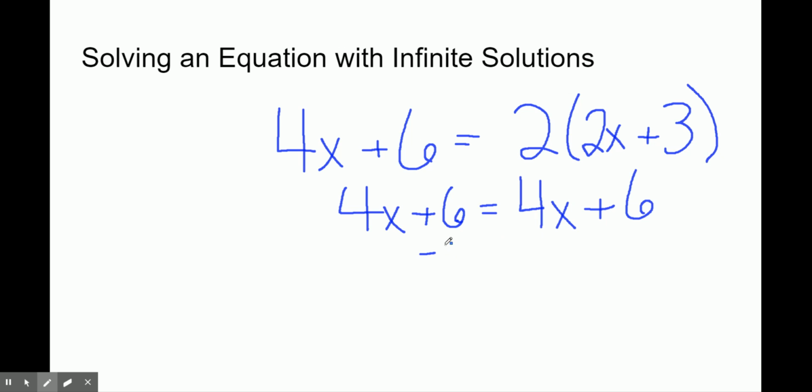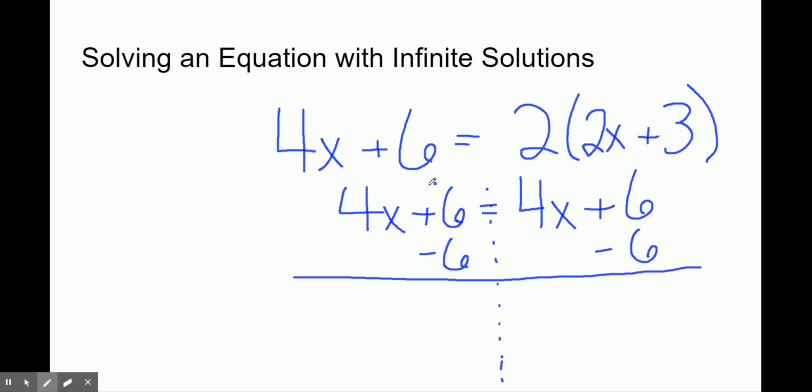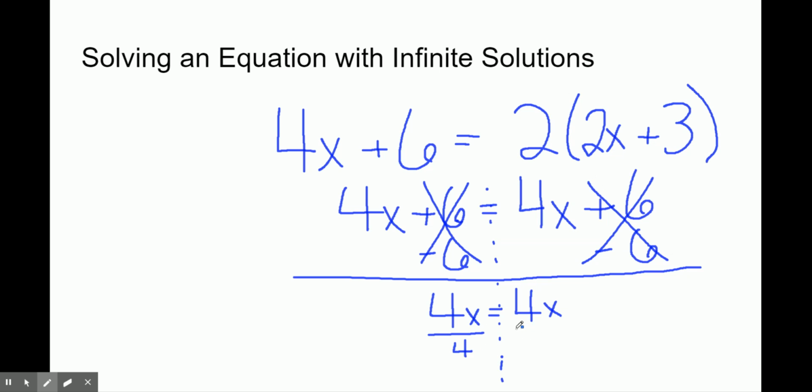This time I'm going to get rid of the numbers here first, which leaves us with just 4x on both sides, as 6 minus 6 is going to cancel out on both sides of the equation. So we have 4x equals 4x. If I divide both sides by 4, I'd be left with x equals x as my equation.